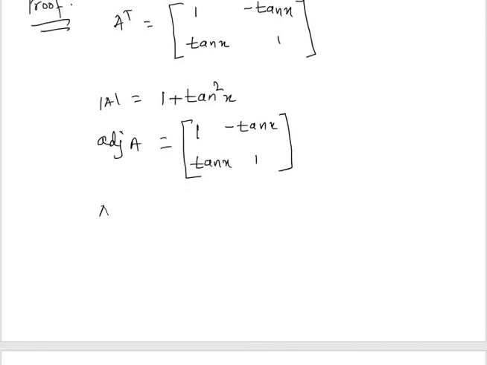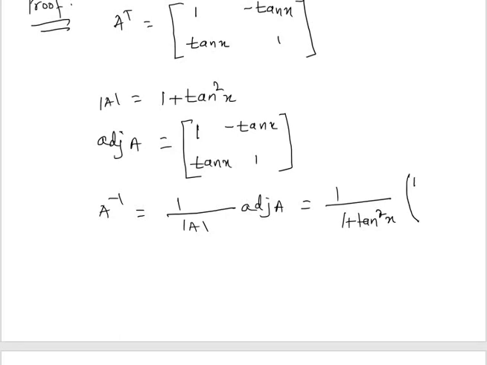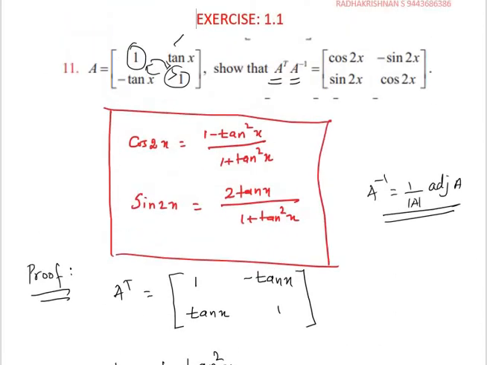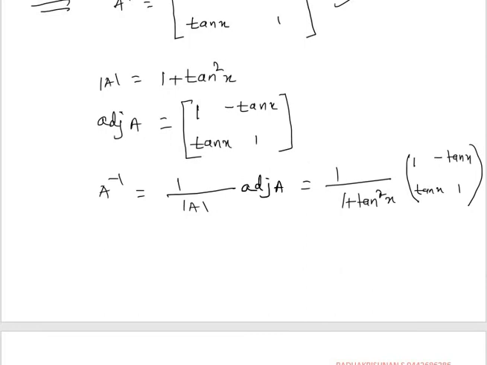Understood? Now A inverse equal to 1 by determinant of A into adjoint of A. This is the formula. Therefore, I got A inverse as 1 by 1 plus tan square x into adjoint of A. Adjoint of A is [1 minus tan x; tan x 1]. Understood? Now I am going to take the LHS. See the question now. LHS I have A transpose into A inverse. I have A transpose here, this matrix, to be multiplied with A inverse. A inverse is also ready.